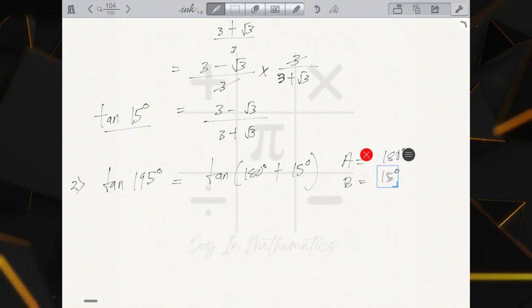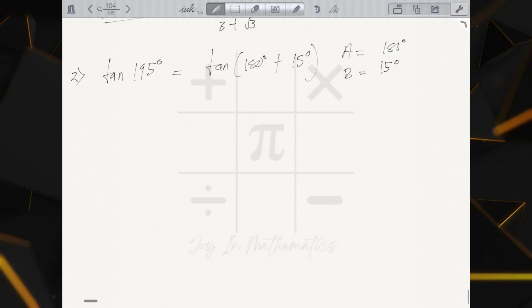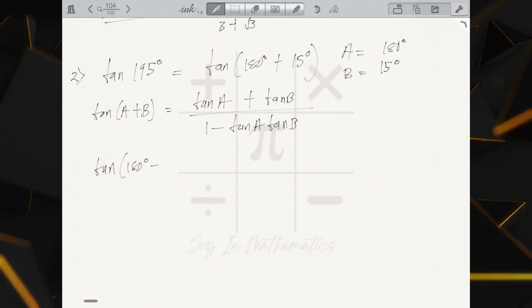Now this time around we will be using the formula for tan A plus B. Tan A plus B is equivalent to tan A plus tan B divided by 1 minus tan A tan B. So we are saying that tan of 180 degrees plus 15 degrees is equal to tan 180 degrees plus tan 15 degrees, divided by 1 minus tan 180 degrees multiplied by tan 15 degrees.